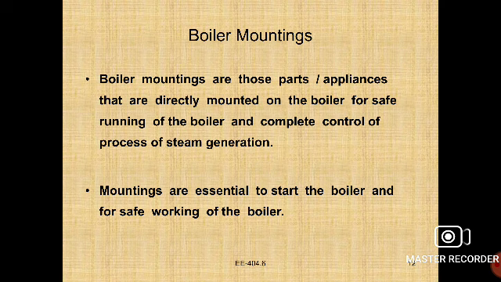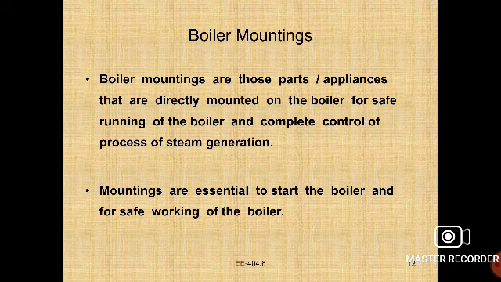The important boiler mountings are the pressure gauge, water level indicator, safety valve, fusible plug. These are mainly the boiler mountings. Feed check valve, blow off cock, stop valve. These are the main parts.